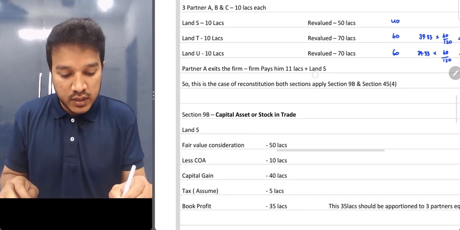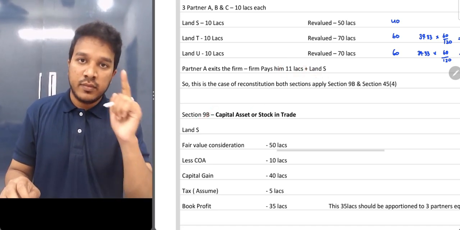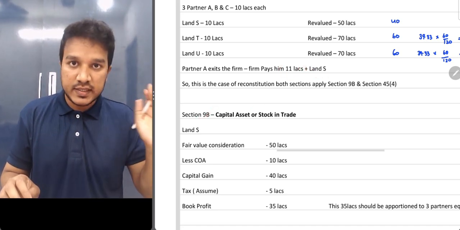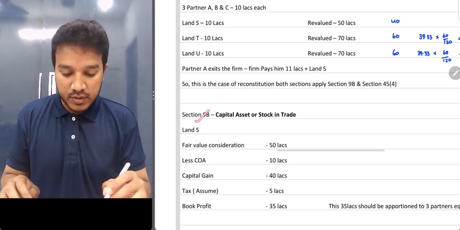What are they giving him here? They are giving land and money. So this money is not covered in section 9B. Money is covered under section 45(4). We will see that one. Okay, so for land, we will now calculate the tax under section 9B.